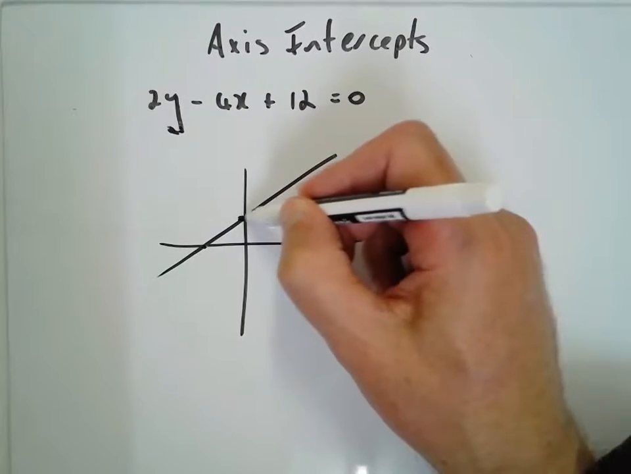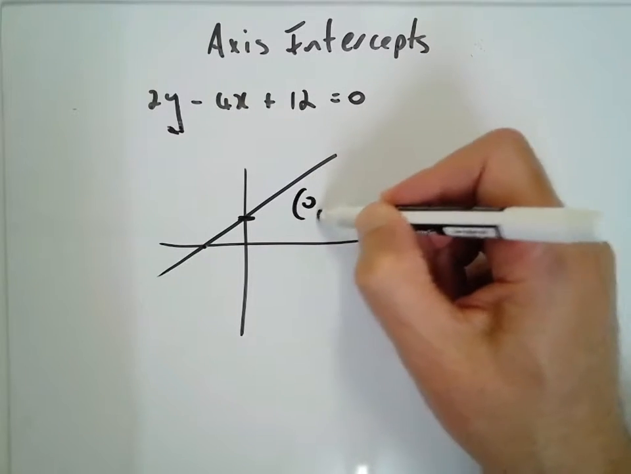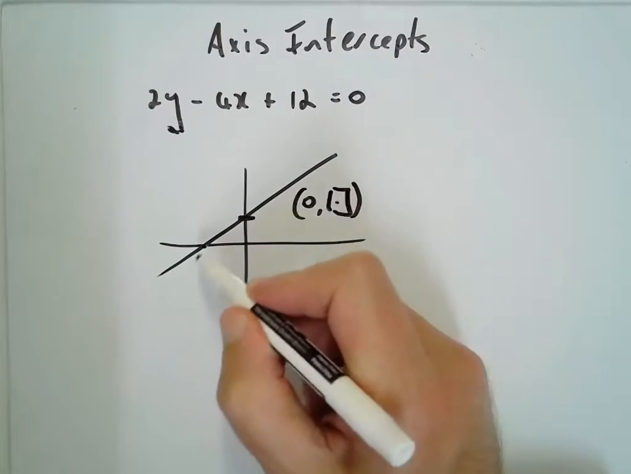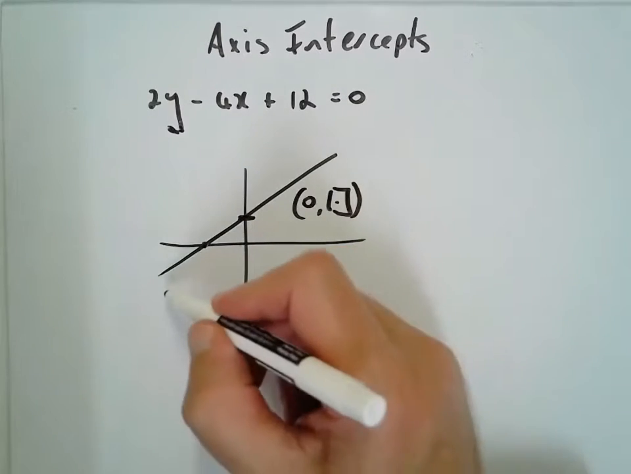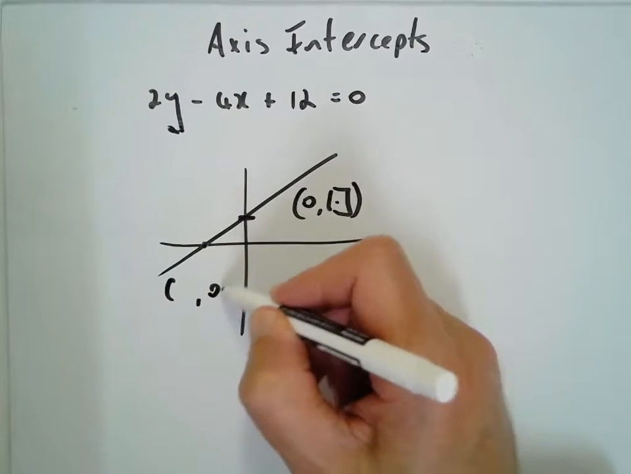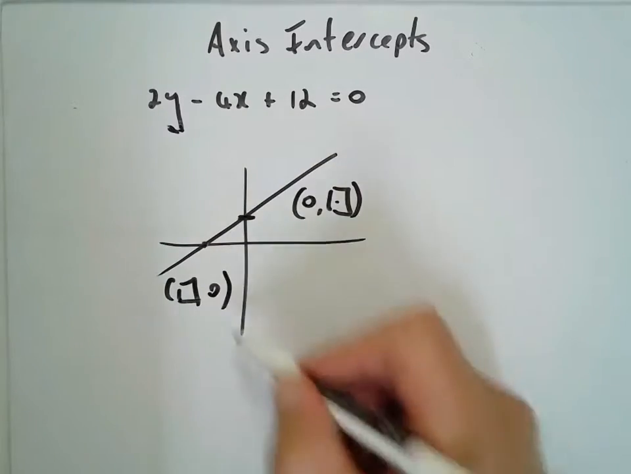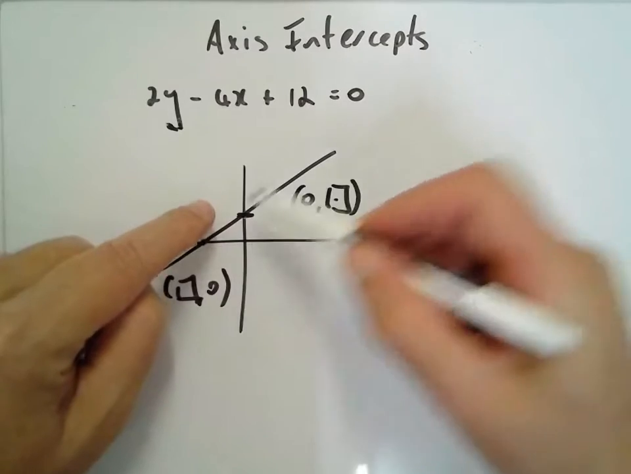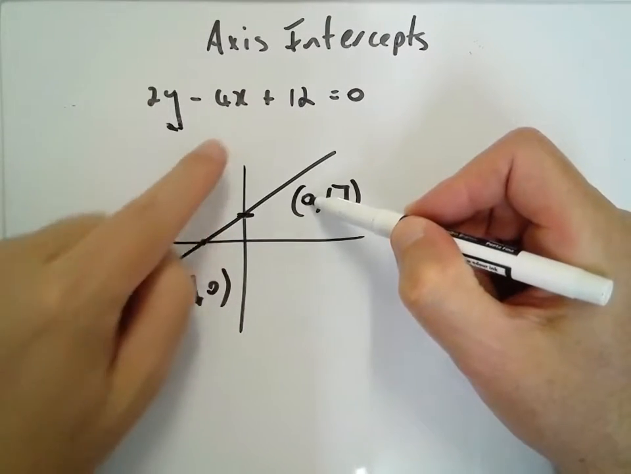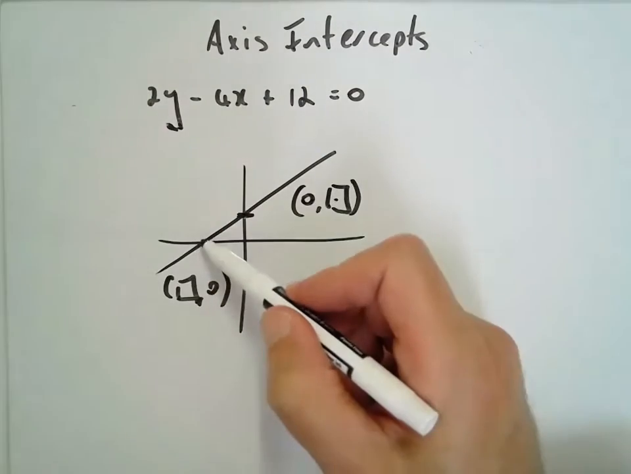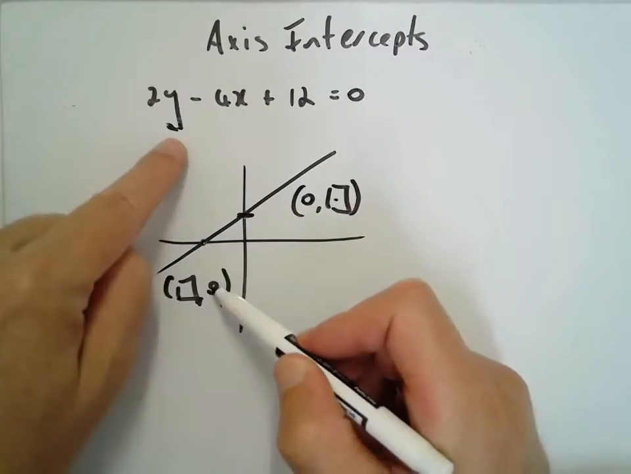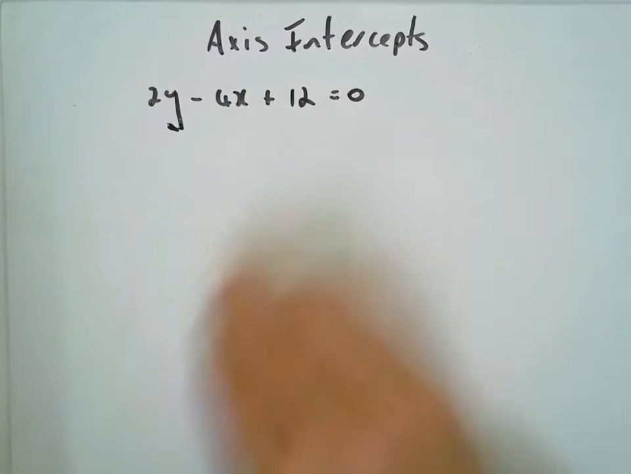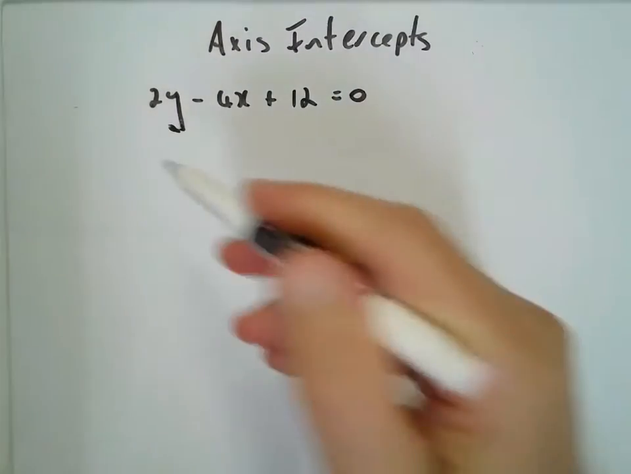So the y-axis intercept will be the point 0, something. We just don't know what that something is. And the x-axis intercept will be something, 0. We just don't know what the something is. You can see that the y-axis intercept has an x value of 0 and the x-axis intercept has a y value of 0. So we're going to use that concept, that understanding.